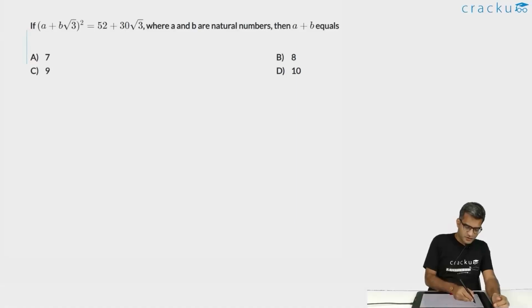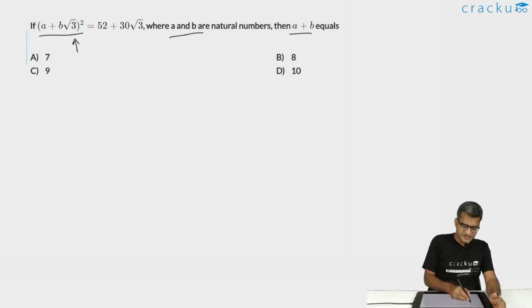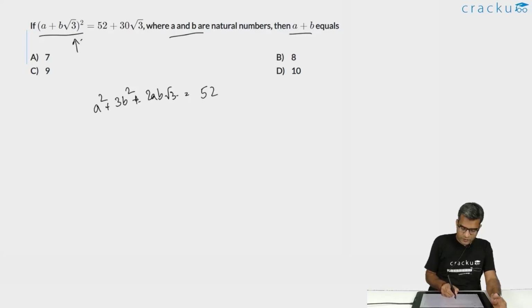In this question, we are told that A plus B root 3 whole square is equal to 52 plus 30 root 3. We are also told that A and B are natural numbers. We are asked to calculate the value of A plus B. So we'll just expand A plus B root 3 whole square. That will be A square plus 3B square plus 2AB root 3. This we are told is equal to 52 plus 30 root 3.